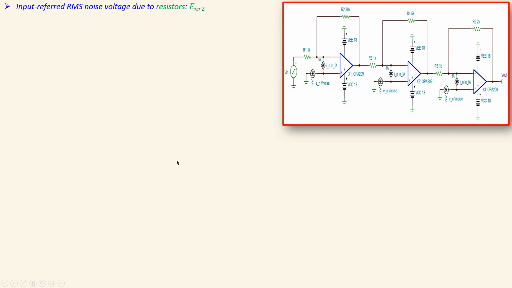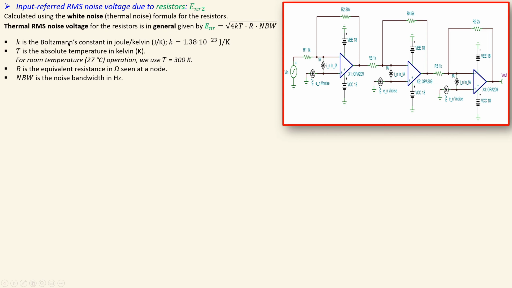Now, let's also look at the contribution of the resistors only. Of course, that is calculated using the white noise or the thermal noise formula for the resistors. That is shown here. And again, these are the specifications or the parameters. We have the temperature, we have the Boltzmann constant, we have the resistor R, and we have the noise bandwidth. Now, of course, we have again the noise bandwidth that we use here. That is for the first stage, but it is of course also valid in the second stage and also later on in the third stage. This is of course the equivalent resistance we have for this part.